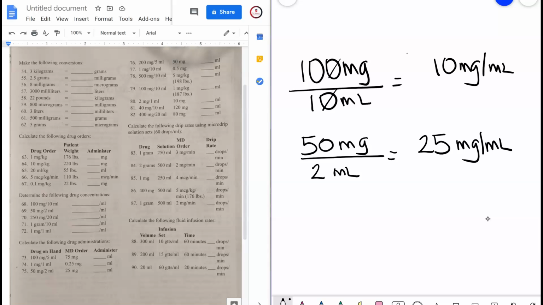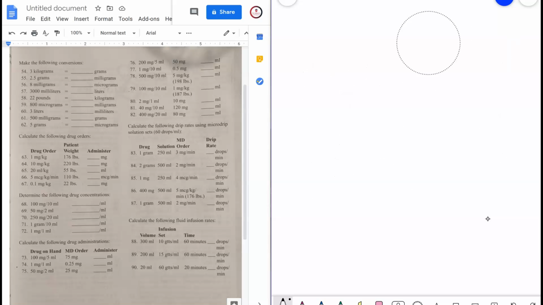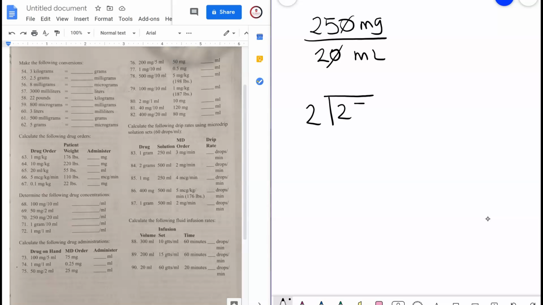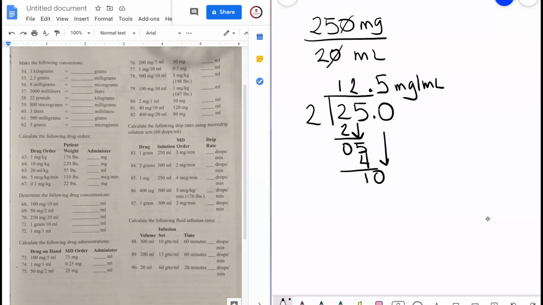If you've ever had a quarter in your pocket, you should know that that's 25 milligrams per milliliter. All right, this one, let's just do the math on this one, the long division, so you can see. If you have 250 milligrams in 20 mLs, first things first, let's simplify, get rid of those zeros. So now it's 2 into 25. 2 goes into 2 once. 2 goes into 5 twice. Okay, we're going to utilize that decimal point, bring it up top. Add that extra 0. 2 goes into 10 5 times. So your concentration is 12.5 milligrams per milliliter.